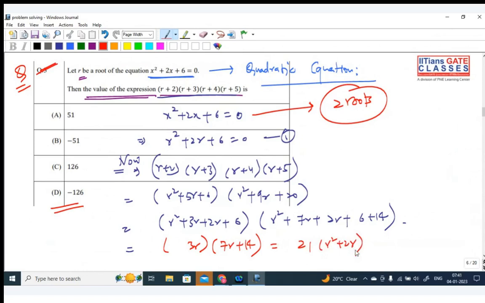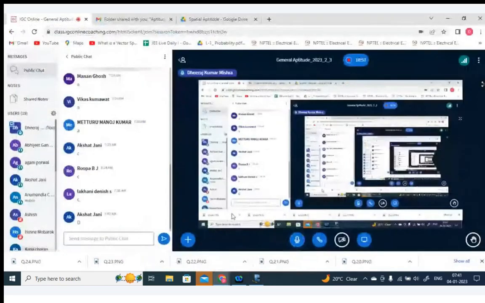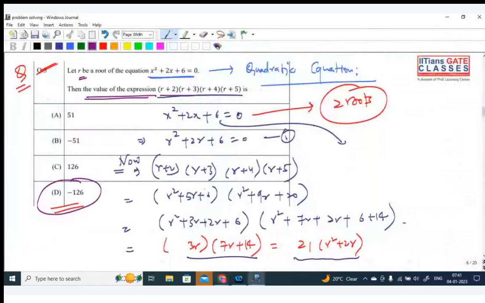So now you can justify. Okay, you can just see. So from here, what you will get, you have got this, right? 21, or you can just multiply here. So from here directly also you can find the roots. So you will get the answer as minus 126. So how many of you got the answer minus 126? Okay, this is a quadratic equation and you have to just solve it simply.